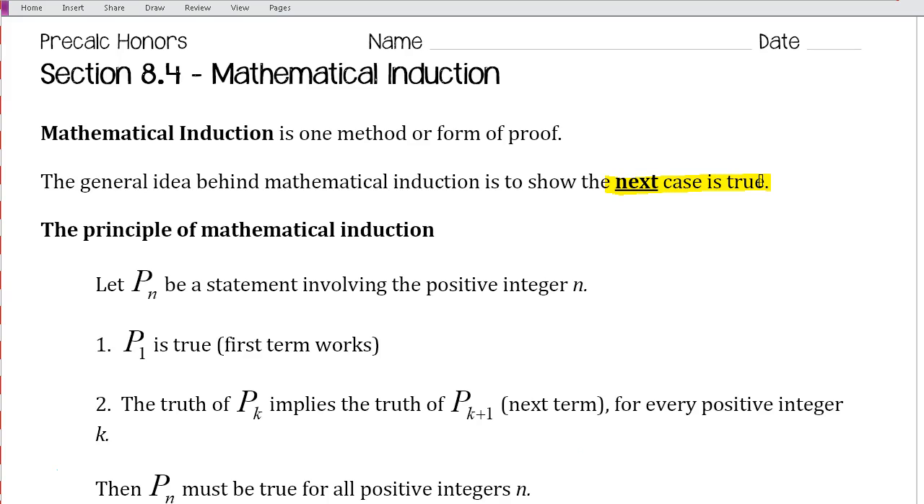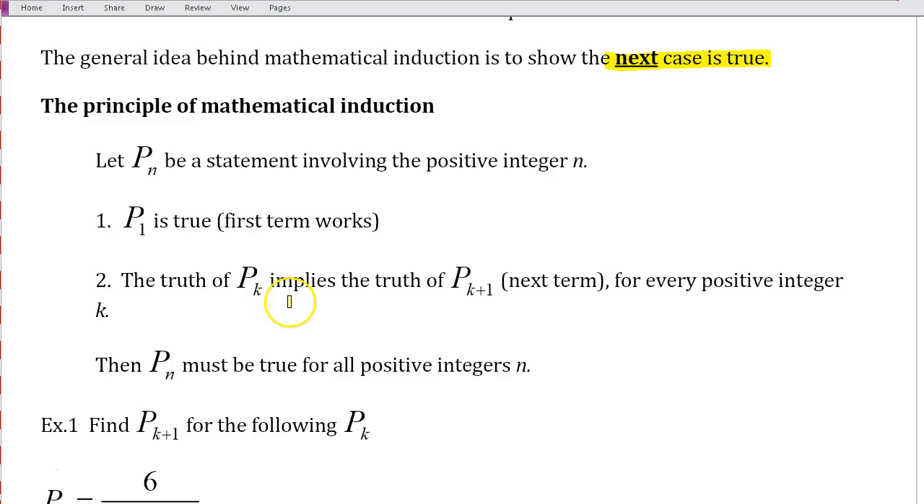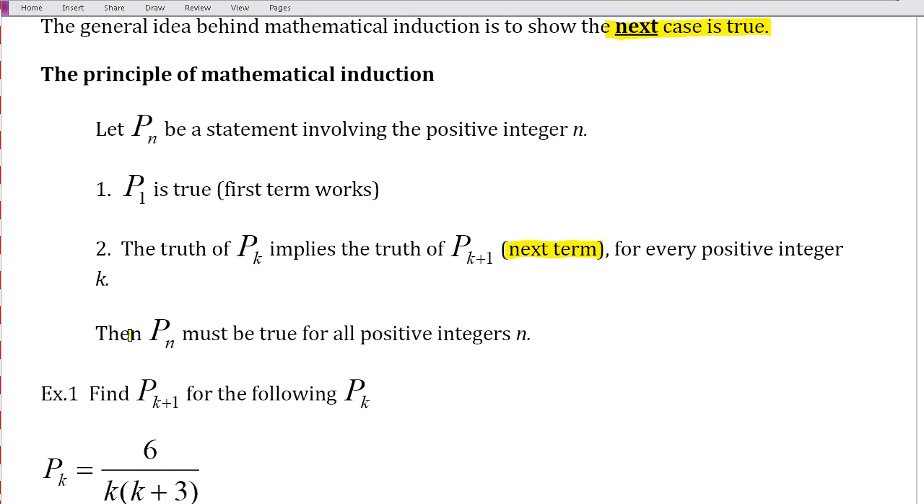Okay, and then the basic principle is that we're going to let P sub n be a statement involving the positive integer n. Okay, and P sub 1 is true, so we'll show that P sub 1 is true, and then the truth of P sub k will imply the truth of P sub k plus 1. So P sub k plus 1 is really just the next term, and then we want to prove this true for every positive integer k. Alright, if we can do this, then P sub n must be true for all positive integers n.